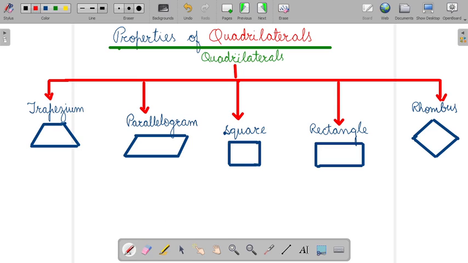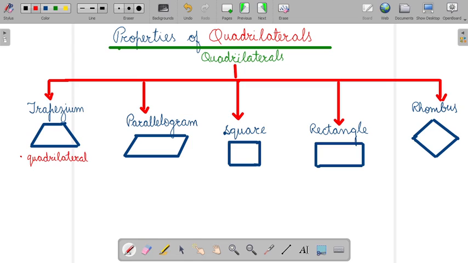First thing, in trapezium, this is the trapezium. So what do you observe here? Is it a quadrilateral? Yes. It's a quadrilateral, a closed figure having 4 sides. So the first thing you will remember here is that it is a quadrilateral.